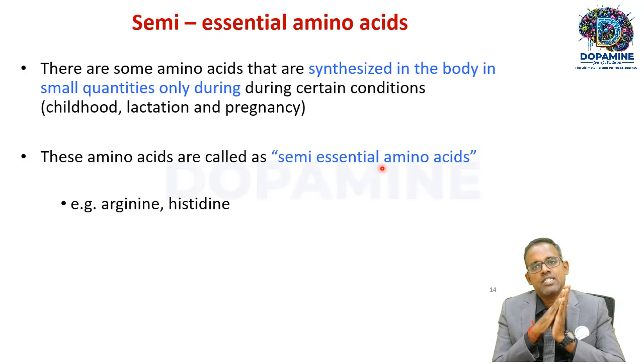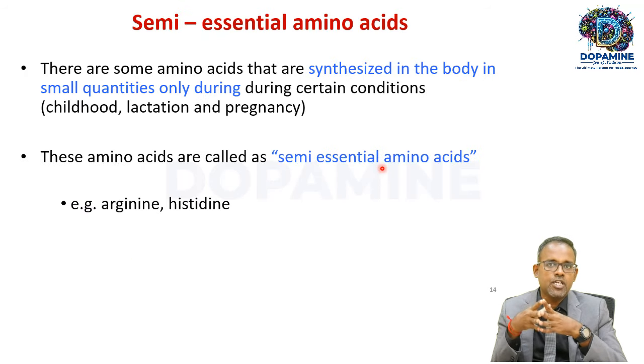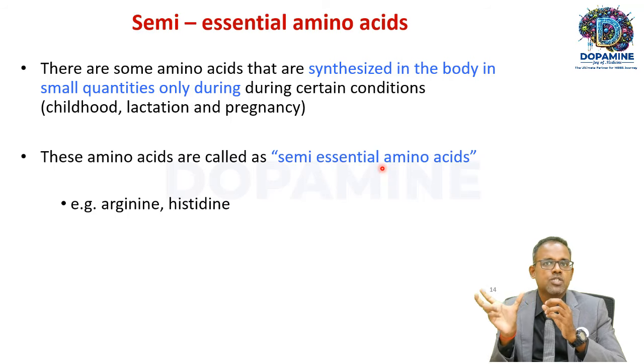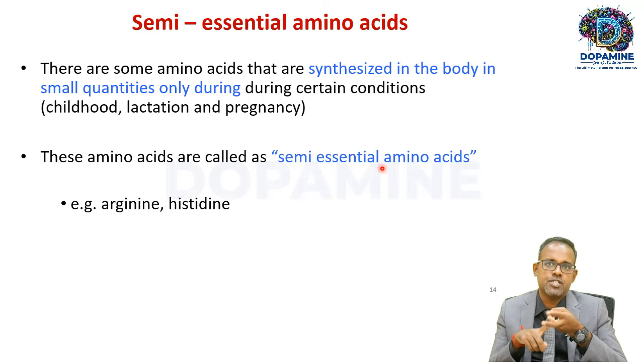There are also semi-essential amino acids, or conditionally essential amino acids. These are amino acids that are synthesized in the body in small quantities only during certain conditions, for example pregnancy, lactation, and childhood. The body will try to do this only during those conditions. That's why they call it semi-essential. Examples are arginine and histidine. Arginine can be produced during the urea cycle. So that's the reason for semi-essential amino acids.